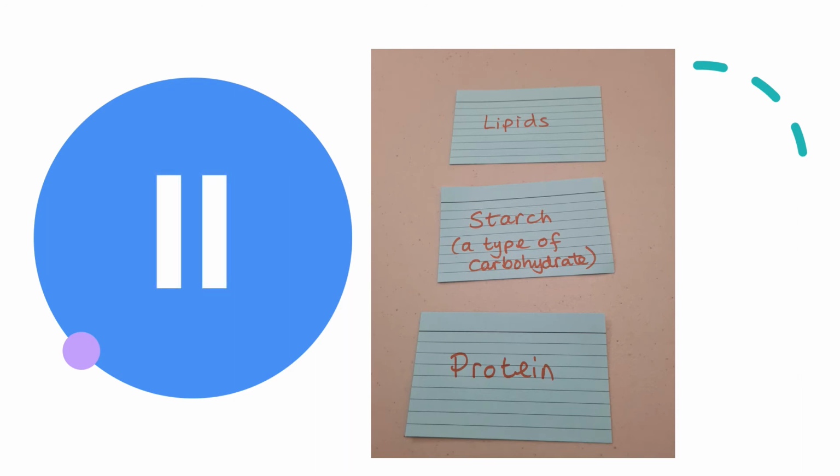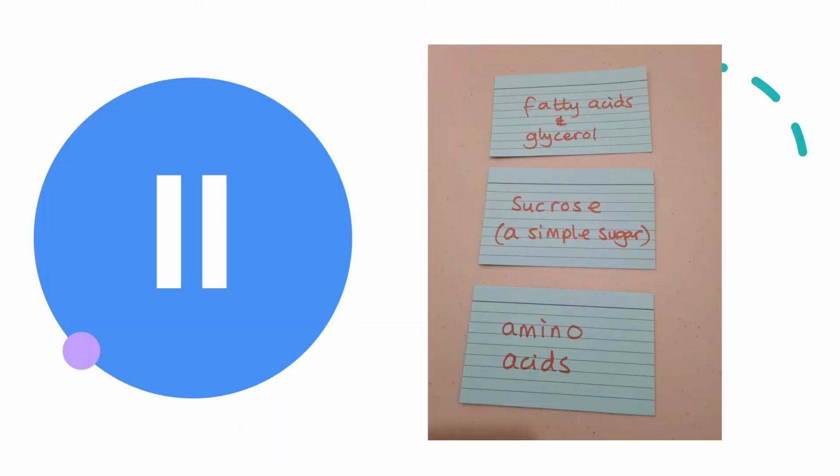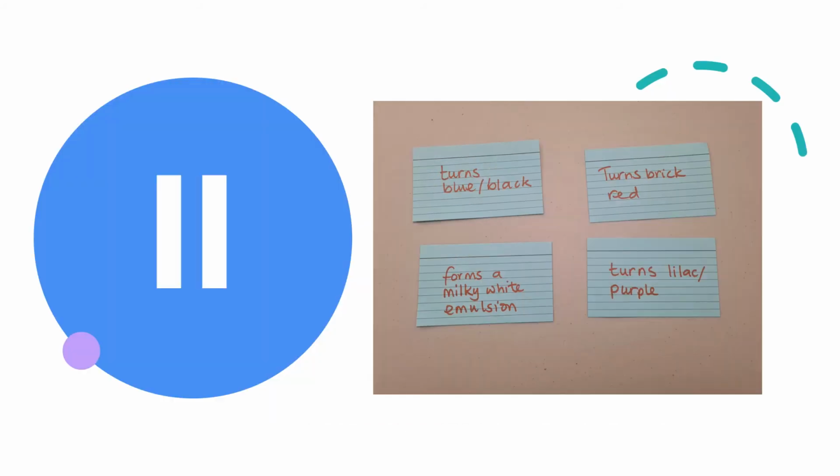Step 3. Write the names of the products of digestion of the major food groups, such as amino acids, glucose, fatty acids, and glycerol. Press the pause button so you can complete this. Step 4. Write the positive test results of each reagent onto an individual flashcard. Again, press the pause button now so you can complete this.